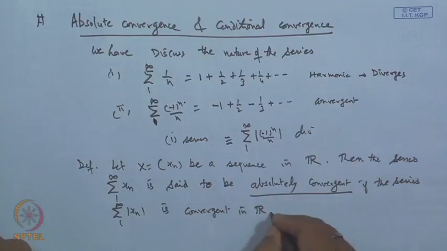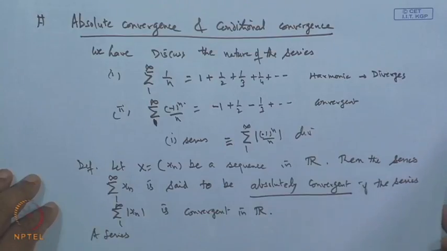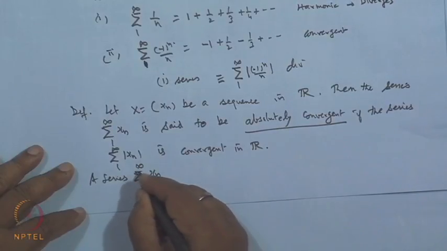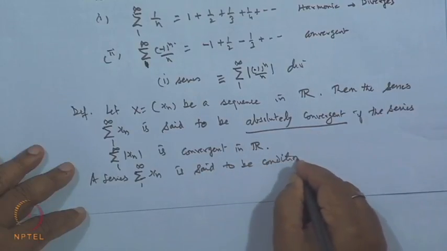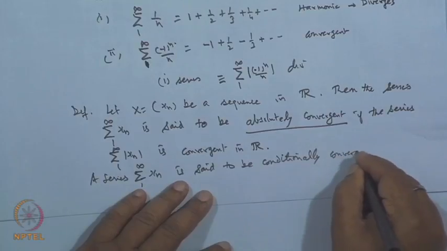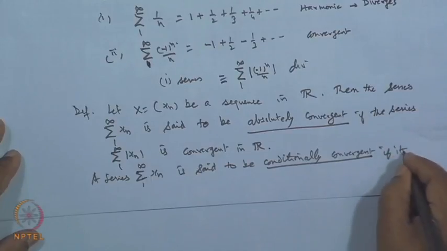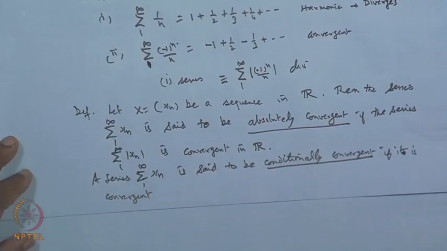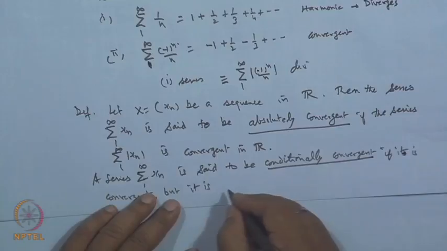And a series sigma x_n, n from 1 to infinity, is said to be conditionally convergent if it is convergent, but it is not absolutely convergent.